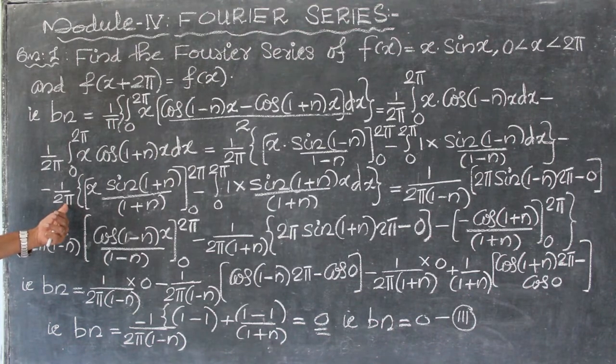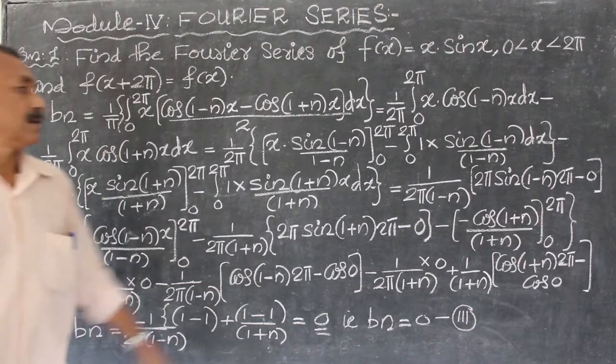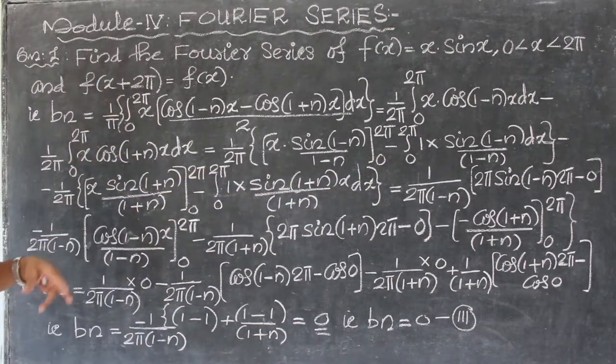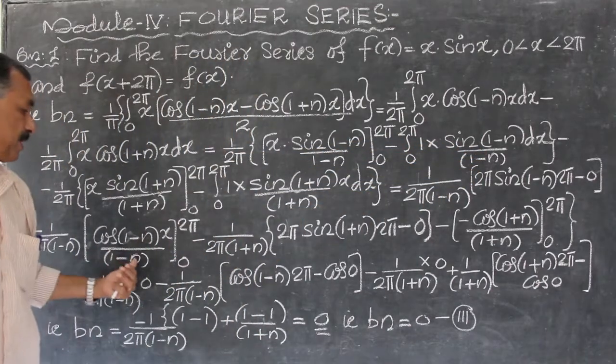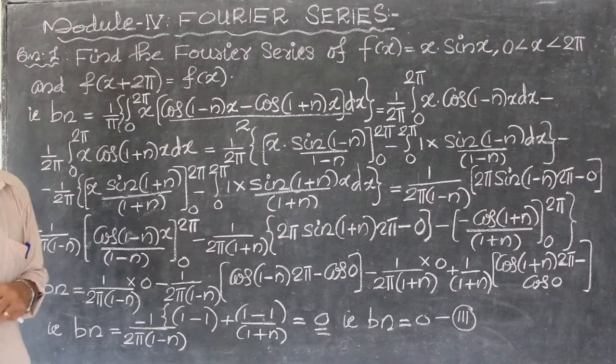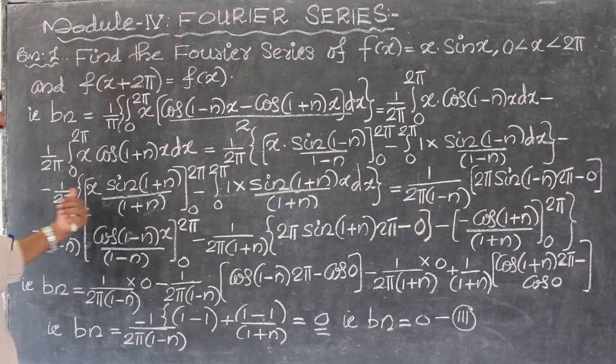Now the second term is equal to minus 1 by 2 pi cos 1 minus n, with the integral of cos 1 minus n divided by 1 minus n x between the limits 0 to 2 pi, minus this term.